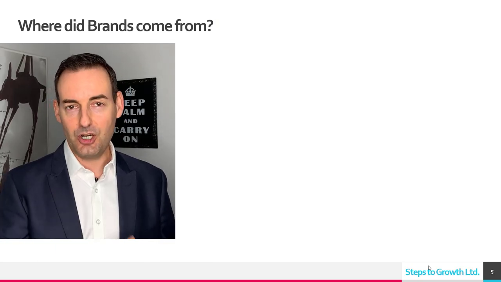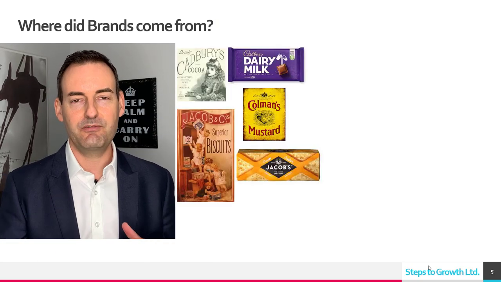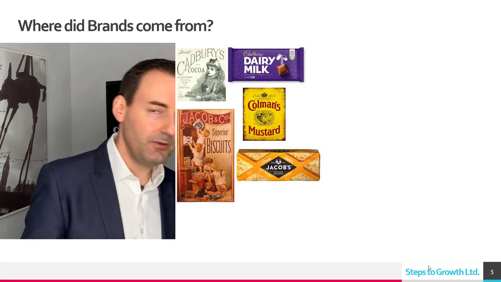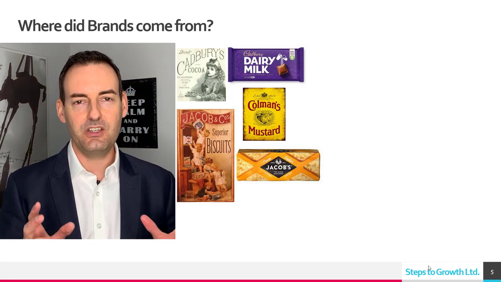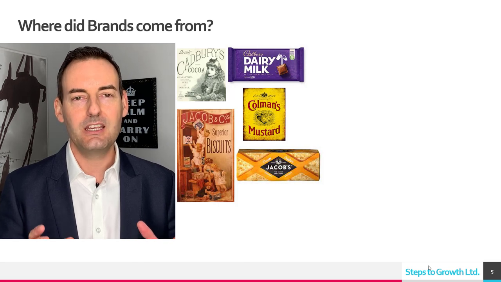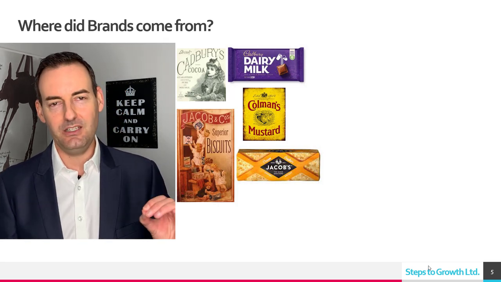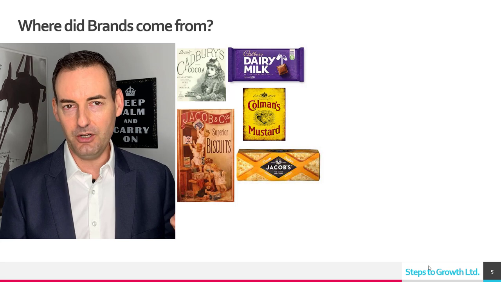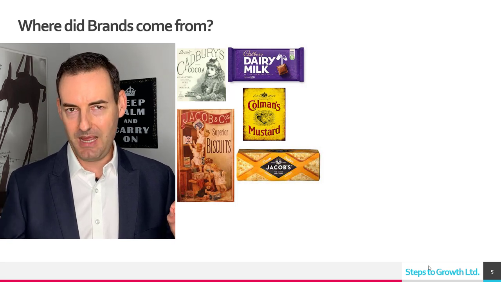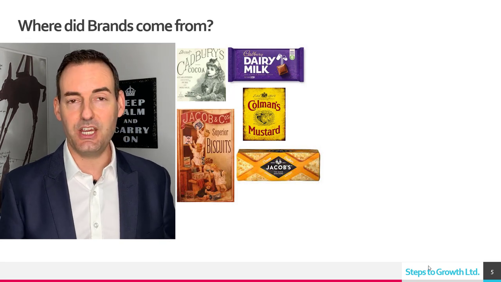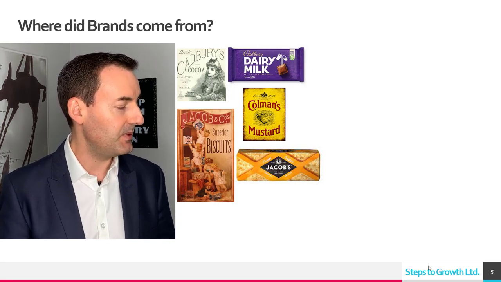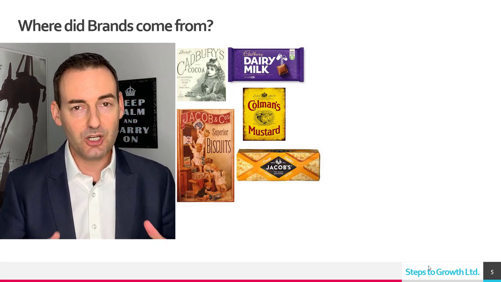If you look at chocolate, Cadbury's came from Mr. Cadbury. If you look at this ad from the 1800s, it says, finest ingredients, quality guaranteed. So I guarantee that this is real milk cocoa and not something bad. You also had biscuits, the Jacob brothers. Jacob's Biscuits is very popular. Mr. Coleman made Coleman's mustard.